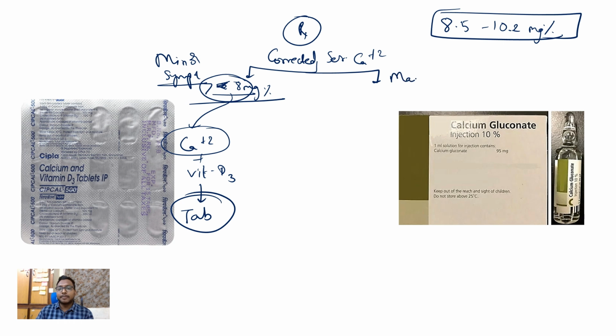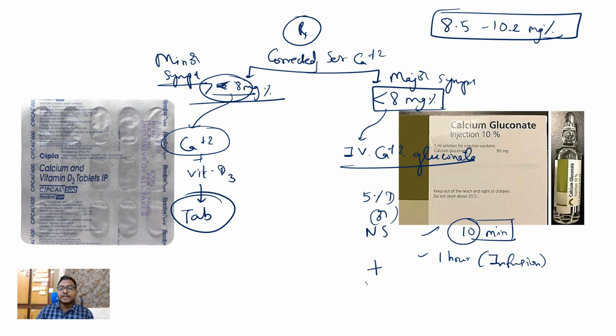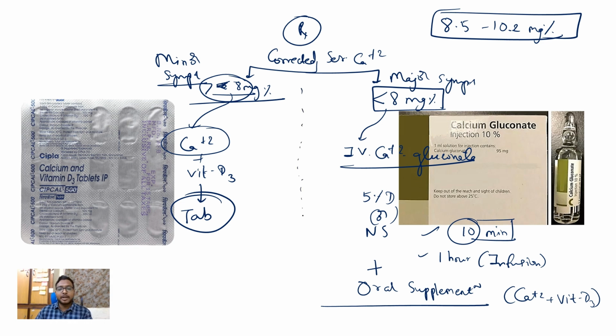If there are major symptoms and also corrected serum calcium is less than 8 milligrams per deciliter, immediately you need to go for parenteral IV calcium gluconate. You will take around 1 or 2 ampoules in either 5% dextrose, or even in normal saline, slowly over 10 minutes, or if you are going for infusion, you can keep it at around 1 hour. After you correct it with the IV calcium gluconate, again you will go for oral supplementation depending upon calcium levels, that is calcium plus vitamin D3 tablets. So this is the treatment for post thyroidectomy hypocalcemia or hypoparathyroidism.